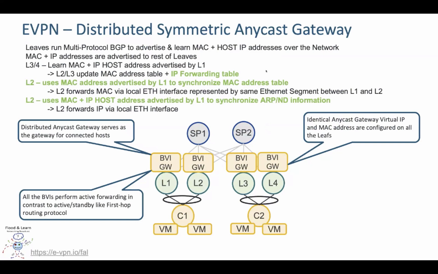Same as before, where L2 was synchronizing the MAC address table and pointing to the same Ethernet interface, in this case I'm synchronizing my ARP information, which is very important. When I synchronize my ARP, or ND for IPv6, I'm ready to forward any traffic coming from the core to the access. On the other hand, L3 and L4 will put this host IP address into the forwarding table, the FIB, because they need to know from the L3 point of view that this particular host IP is available over L1 and L2, because you are doing the stretch of the subnet.